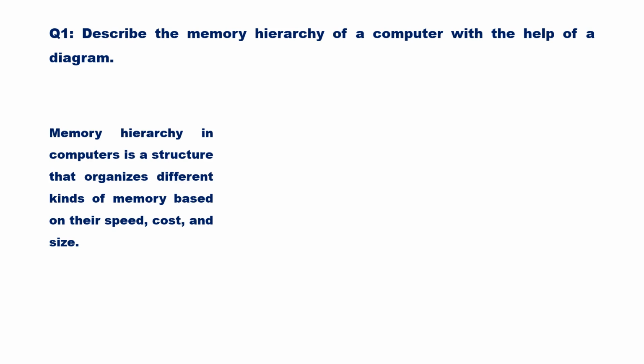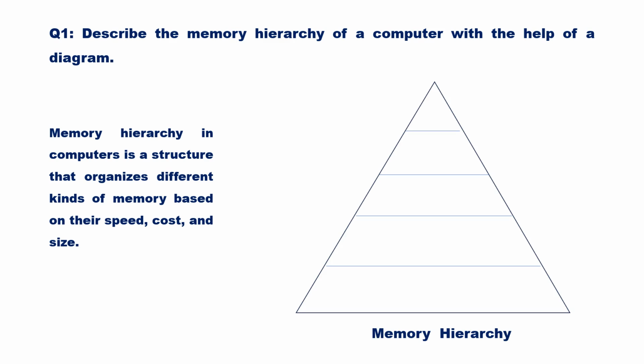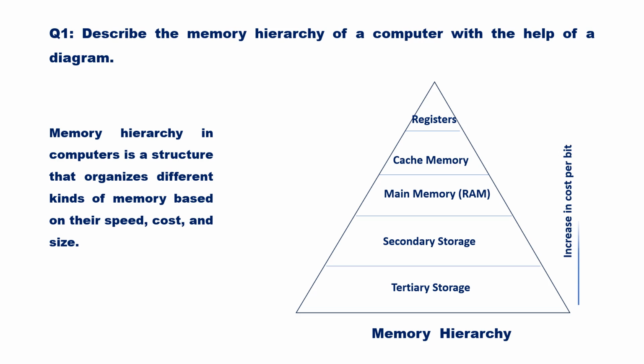Memory hierarchy in computers is a structure that organizes different kinds of memory based on their speed, cost, and size. At the top of the diagram are registers, followed by cache memory, then main memory, secondary storage, and finally tertiary storage. The cost per bit increases as one moves from the bottom to the top in the memory hierarchy. As we move down, access time increases and capacity increases.